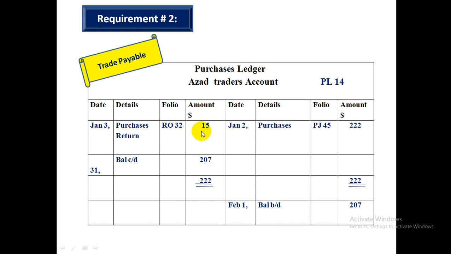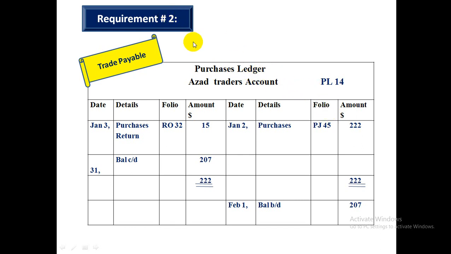Now we know that we had purchased goods of $222 from Azad Traders. After returning goods of $15 to them, the balance which we still owe to them is $207. It will come on the side which is lesser in total. Both sides will become equal. The same balance carried down will become balance brought down. And this is how the trade payable account or the purchases ledger account of Azad Traders will be prepared.